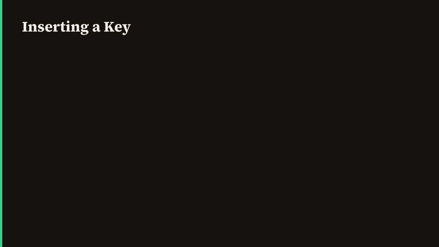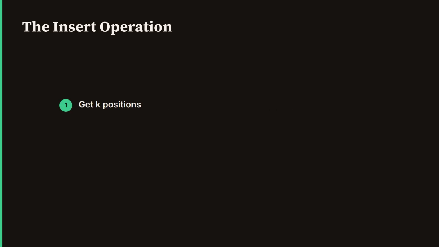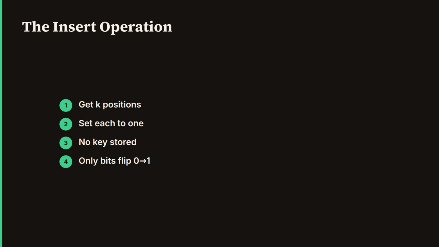Here is how you use those m bits. To insert a key, run it through k different hash functions, not one. Each hash function takes the key and produces a position somewhere in that array, from 0 up to m-1. You get k positions back and you set each of them to 1. That is the entire insert operation. No key is written anywhere. All that changed is that k bits flipped from 0 to 1.